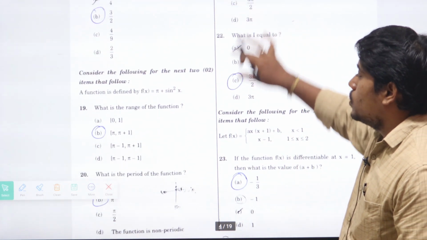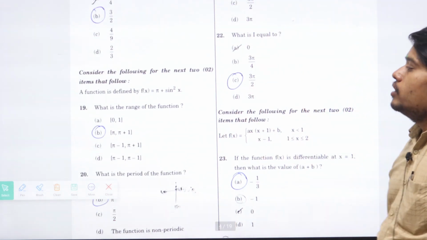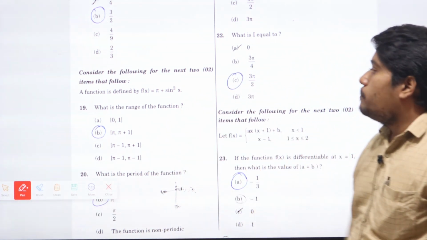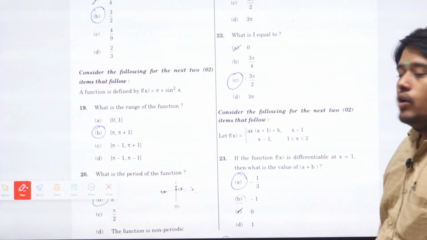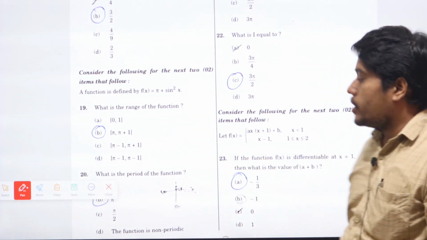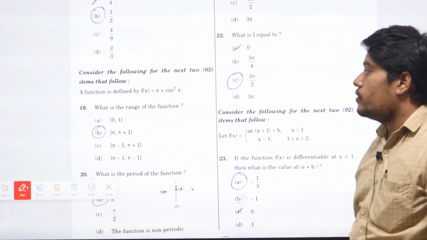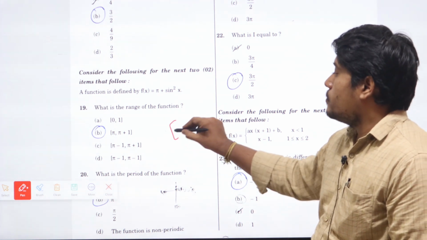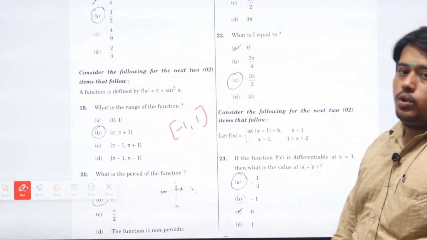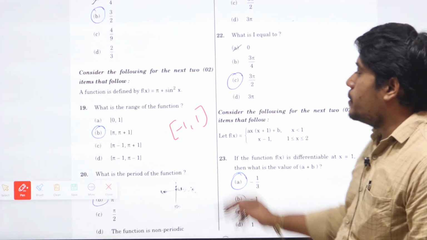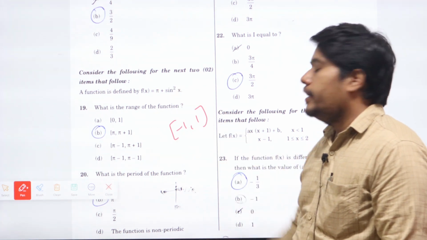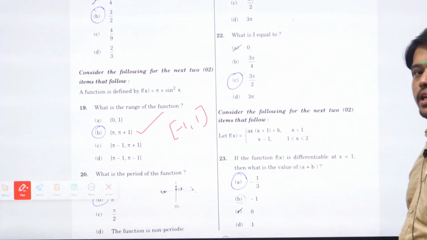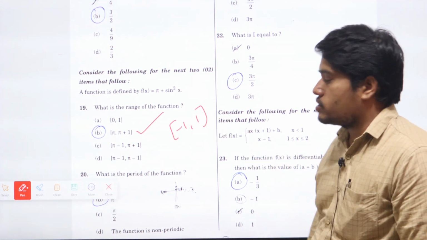So next, question number 19. The function is defined by f of x equal to pi plus sine square x. What is the range of the function? To find the range you have to substitute. Sine has the range of minus 1 to plus 1. So the right interval, the closed interval from pi to pi plus 1, will be the range of the given function pi plus sine square x.